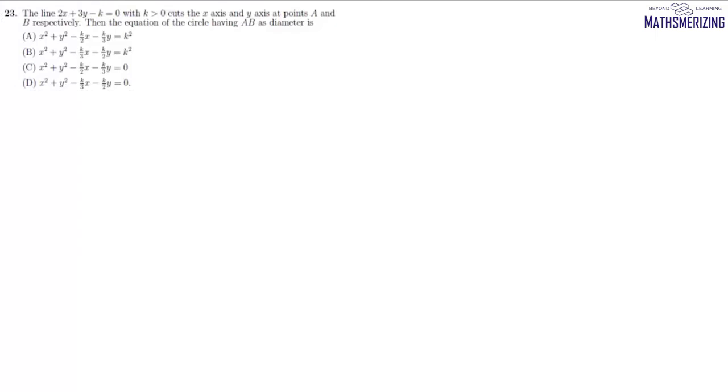Now question number 23 is: this line 2x plus 3y equals k, where k is greater than 0, cuts the x-axis and y-axis at A and B. Now the x-axis intercept is k by 2, and that's your A, and the y-axis intercept is 0, k by 3. Now we have to find the equation of the circle with AB as diameter.